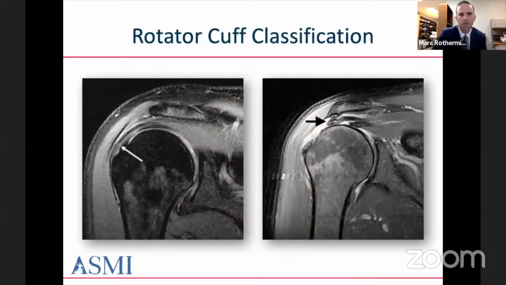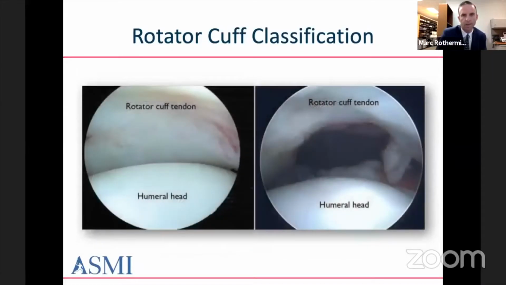And so here's another look. This is a partial thickness articular sided rotator cuff tear on the left. We've got a massive retracted full thickness rotator cuff tear on the right. And so the treatment and the algorithm of options are going to be different for these patients. And so important to be able to identify what these look like.